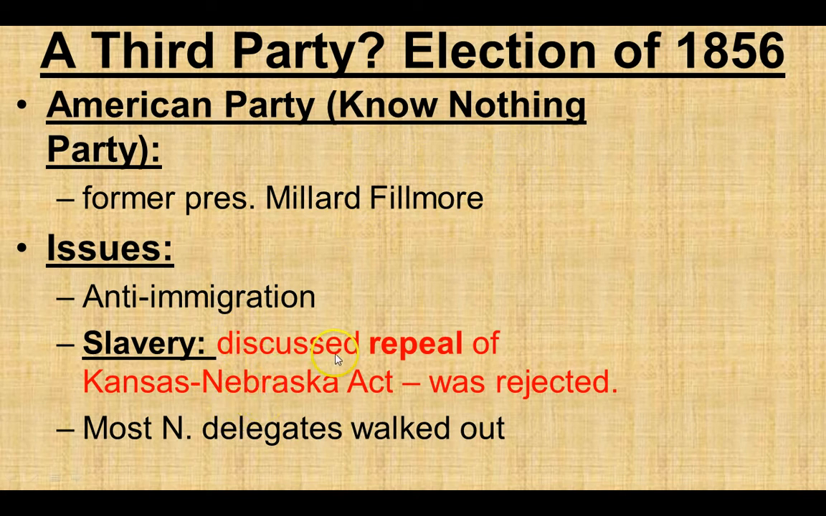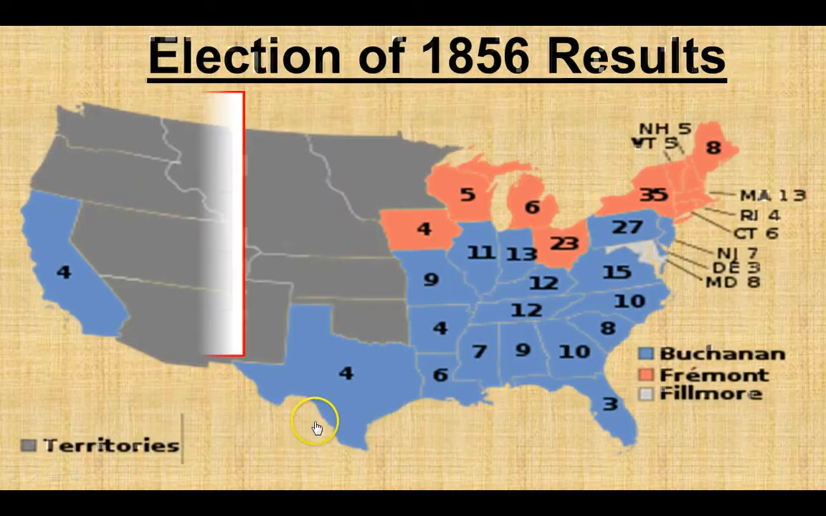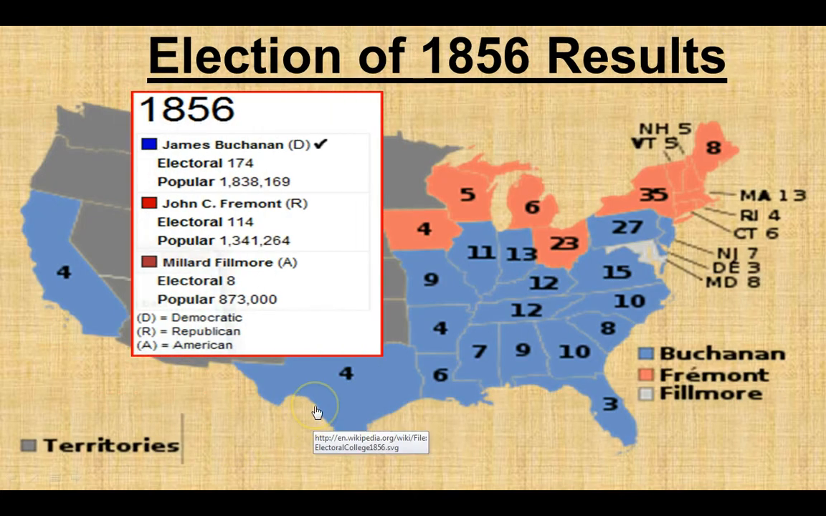And of course, slavery becomes the issue that causes this party to fall apart and split up. In their meeting, they discussed the repeal of the Kansas-Nebraska Act. Those Northern Know-Nothing Party people say yes, the Southerners say no, so the Northern delegates walk out and they go toward the Republican Party. 1856 results, we can see that all of a sudden we have clear lines.